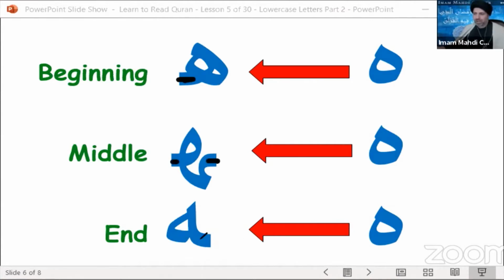And when it's at the end of a word, it's this connection on its right that connects it to that letter on the right. And then it itself is the last letter. So the ha has 3 forms. One at the beginning, one at the middle, and one at the end.